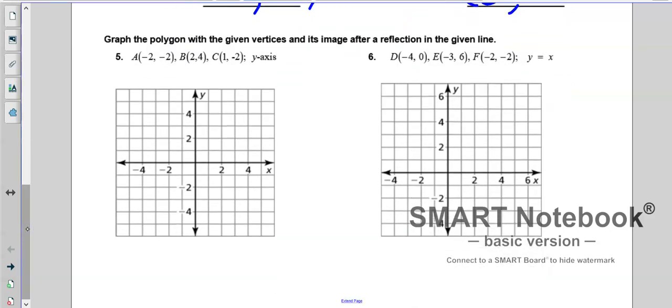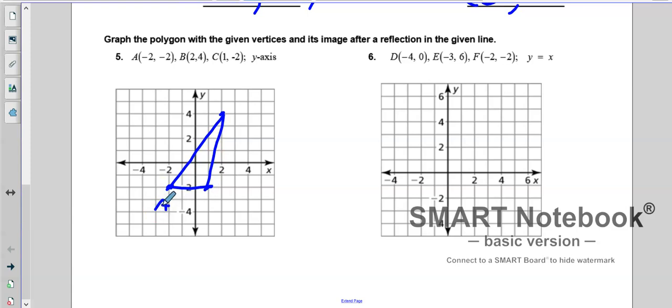All right, graph the polygon, negative 2. Now notice this one is going by ones again. It's a normal one. So negative 2 is right here. 2, 4 is right here. And 1, negative 2 is right here. Nice little triangle right there.